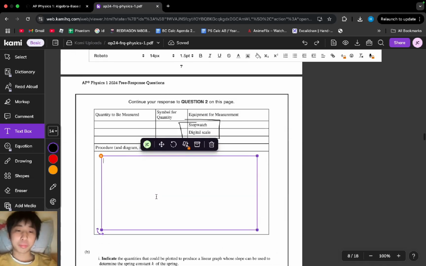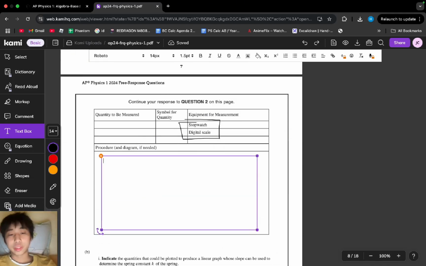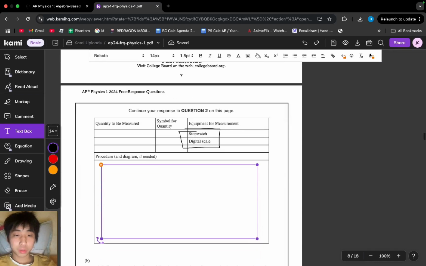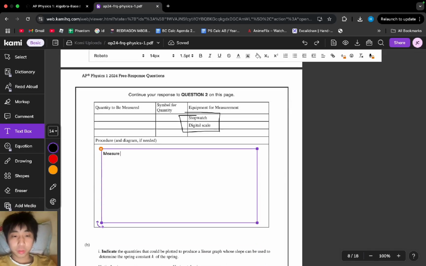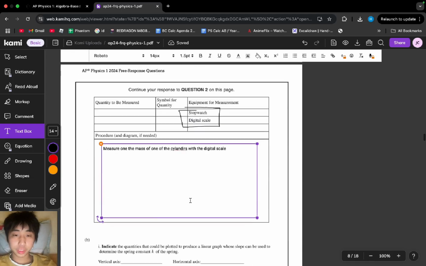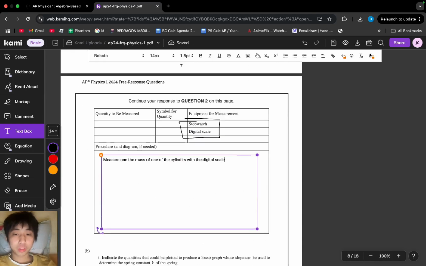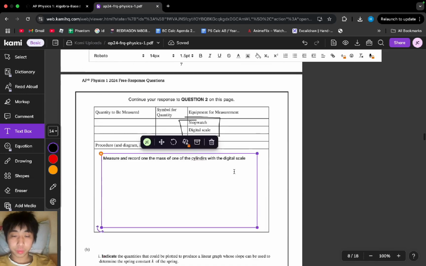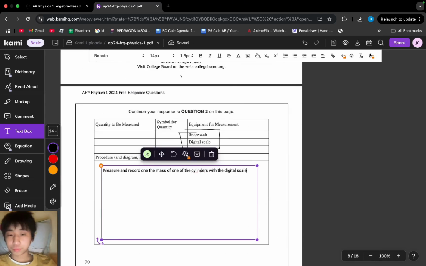So, first step is to measure the mass of one of the cylinders with the digital scale. Measure and record. Then hang the cylinder onto the hook of the spring.